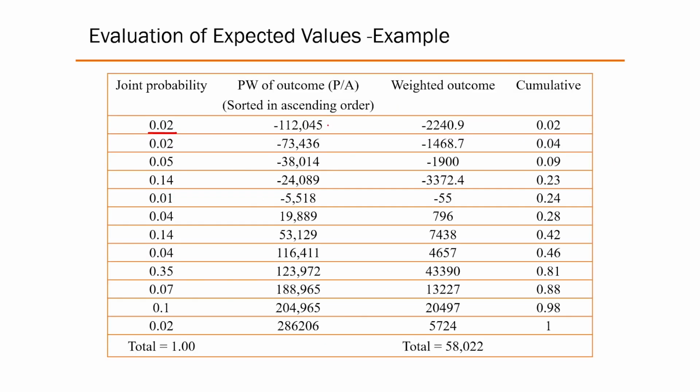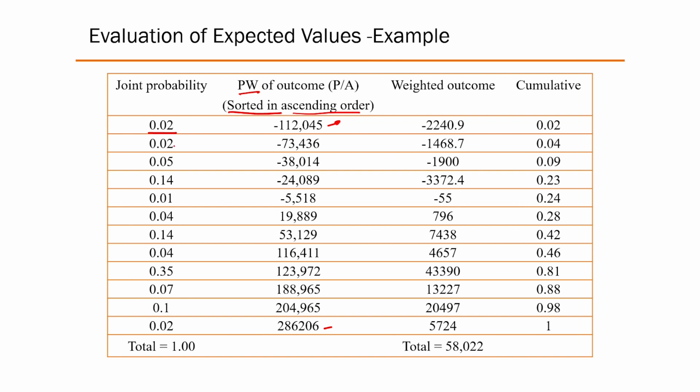And the corresponding value, the present worth of the corresponding value. But in addition to that, one more thing I have done is sort these present worth values in ascending order. So the most negative value is on top, and the most positive value is kept at the bottom. I have sorted this table with respect to the PW of outcome, from negative to increasingly positive.